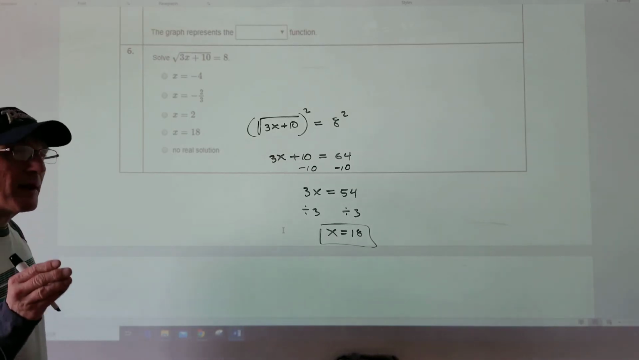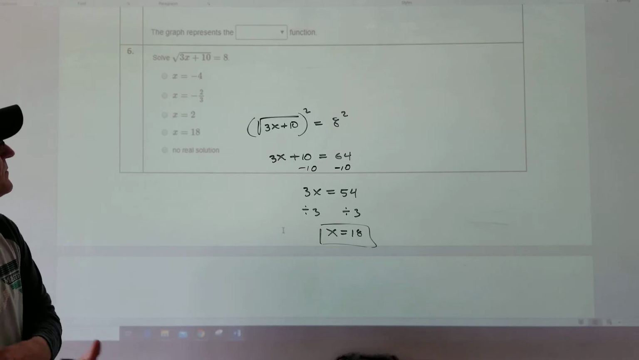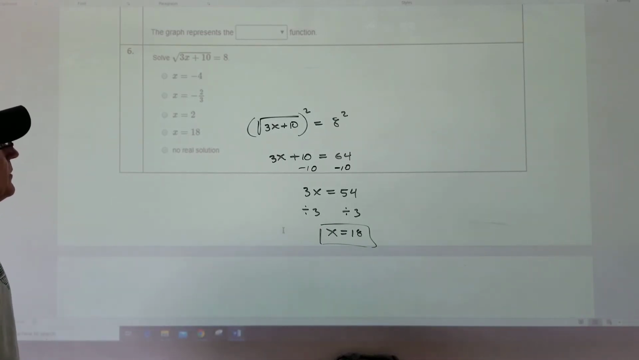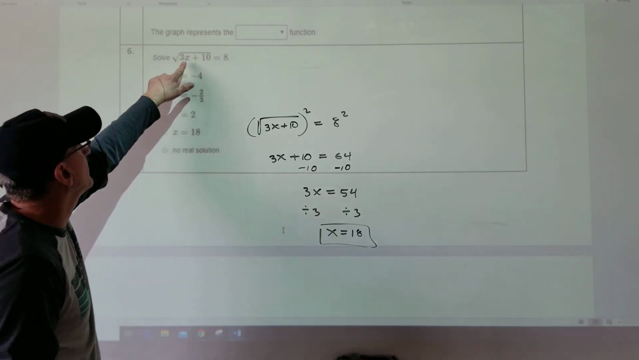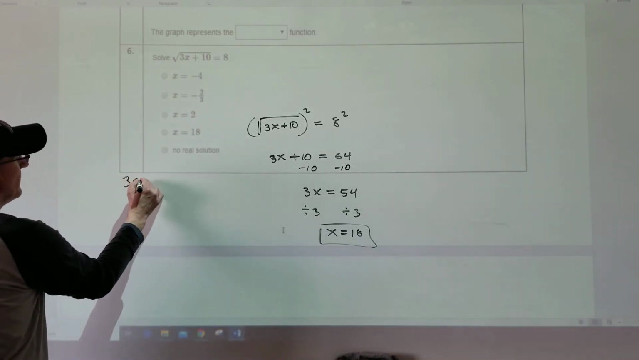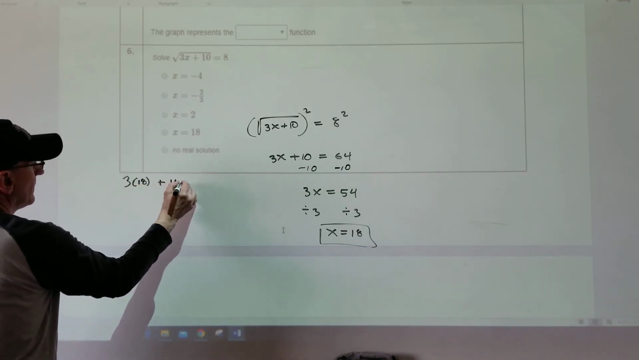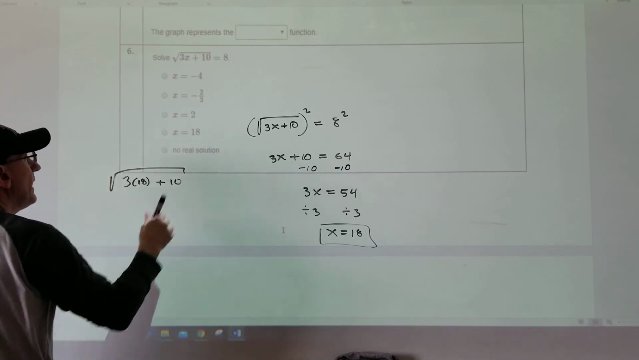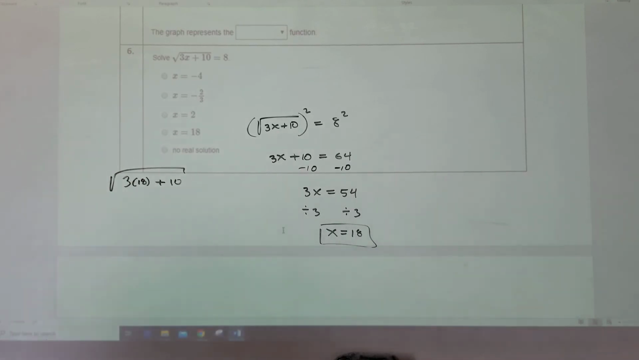You might want to plug it back in to make sure it's really a correct answer. I think it's going to be. But if you got two answers out of this, you might want to check them both and make sure they both really are real answers. Let's check this out. What's 3 times 18? 54. Add 10. 64. Square root, 8. Yeah, that's an answer. It works. Okay, scrolling.